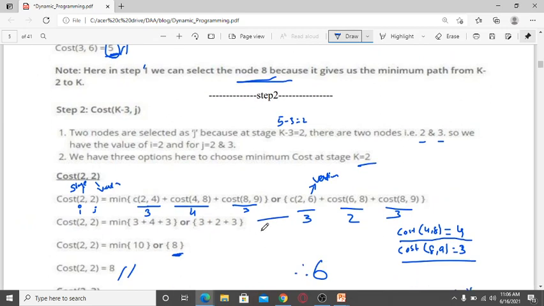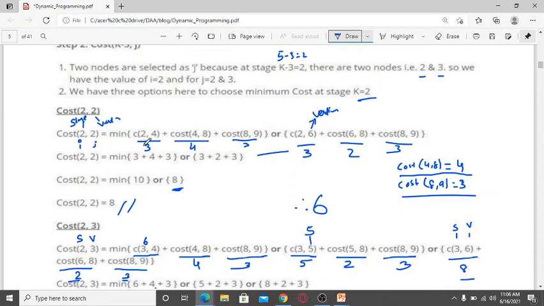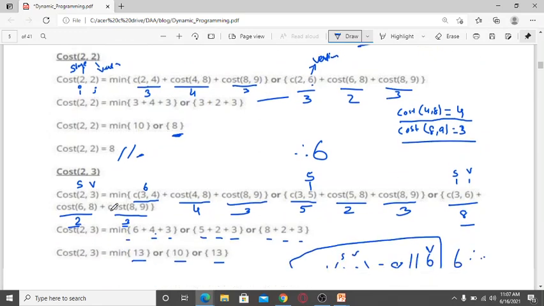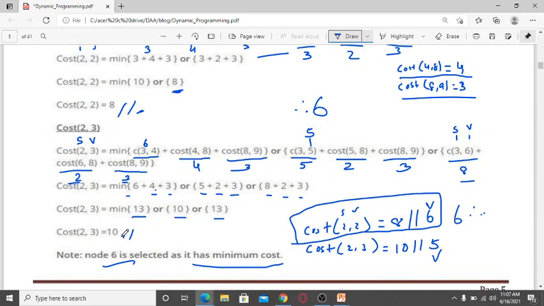Next, same thing, k minus 3, stage 2. Same thing we are applying here. Checking 2 comma 4, 4 comma 8, cost 8 comma 9. Then we are solving and we are getting the value. But here we are getting the value 8 with the help of vertex 6. But here I am getting the minimum value from this 2 comma 3 with the help of the fifth vertex. But you need to compare 10 and 8, which one is the minimum?